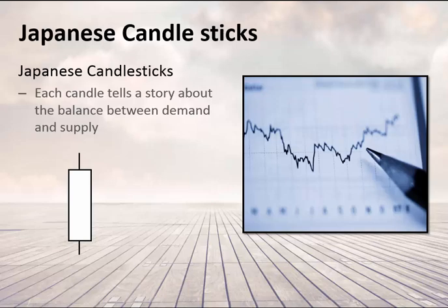So having a look at Japanese candlesticks, each candle tells a story about the balance between demand pressure and supply pressure. So we've got two candles here. What do they tell us? Well, clearly there's lots of demand. And how do we know this? Well, first and foremost, both candles are white, and that is that their closes are much higher than their opens.